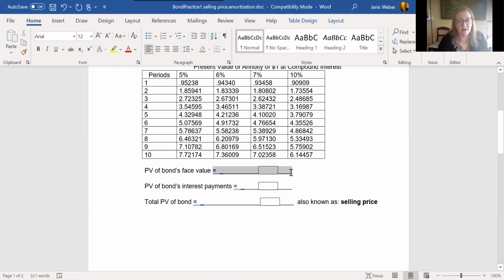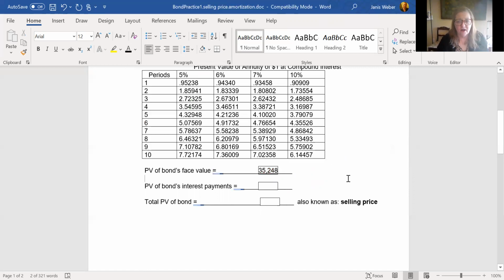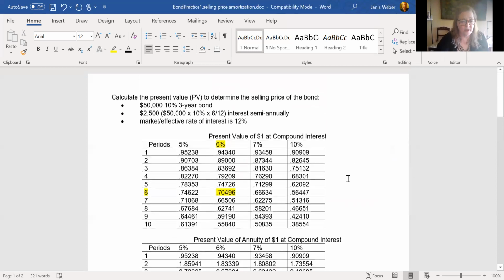Multiply the face amount times, that's the 50,000 times that rate that we just found. Let's go back one more and turn it black instead. I have to find my black ink over here. Okay, got it. All right, so 35,248 is the present value of the face amount of the bond.